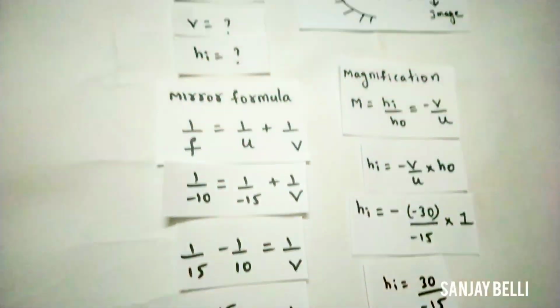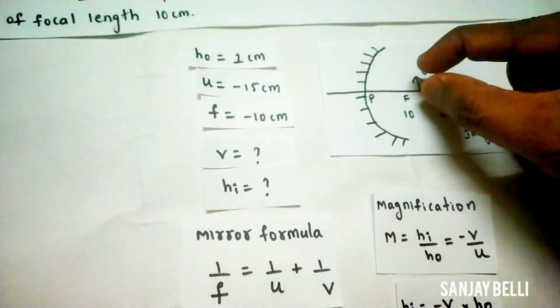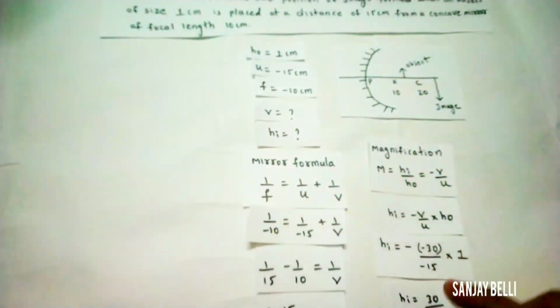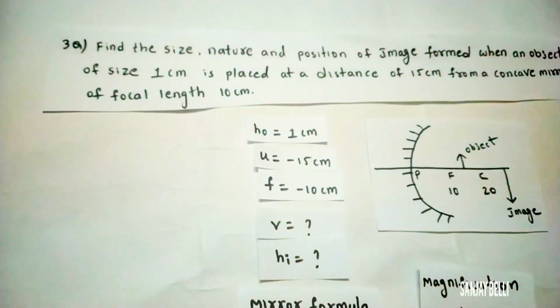So your object height is 1 centimeter and image height should be greater than it. So you got 2. It is minus because of the inverted image. Okay, this is your third problem.